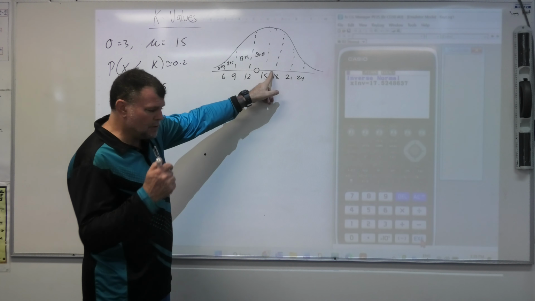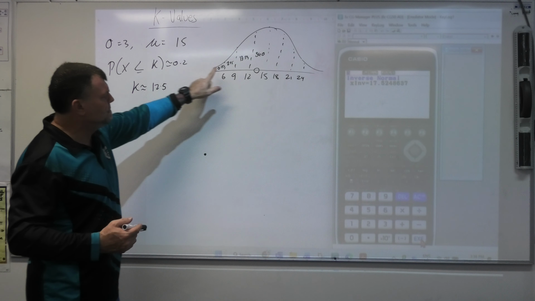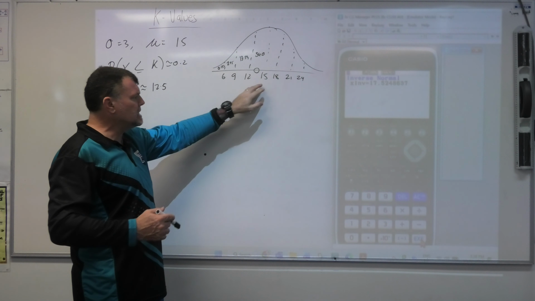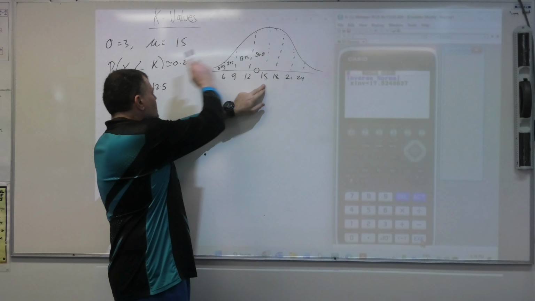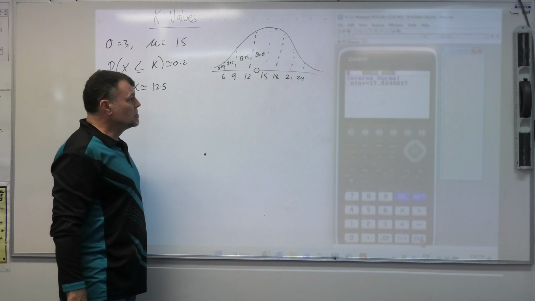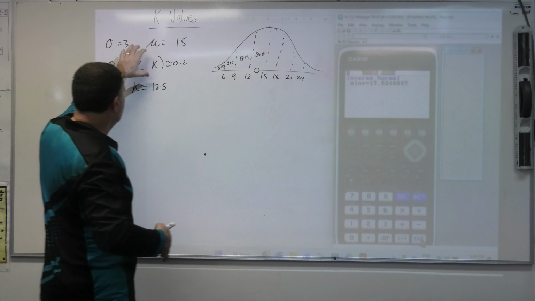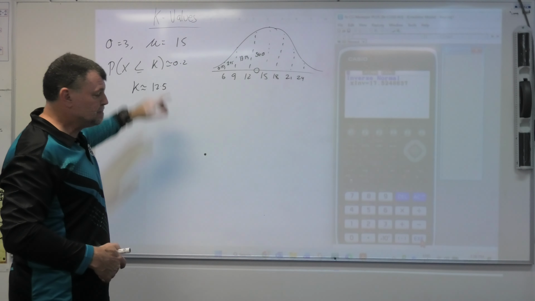Now, if we're looking at this in the back of our head, we go, hang on, 20% is less than 50%, so my answer has to be less than 15. I'm getting something that is greater than 15. I've done something wrong. So this is where you have to make that connection between your normal distribution curve and what we expect the answer to be.